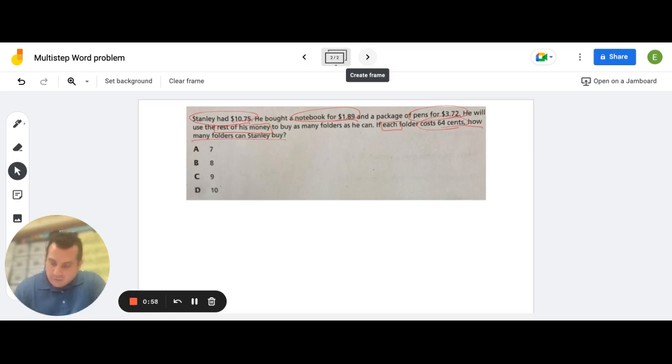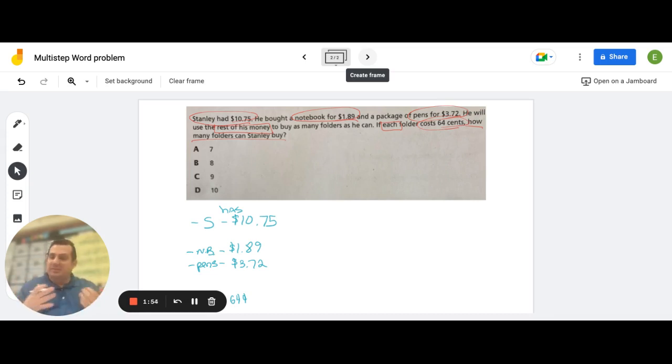All right, so we know right here that Stanley has $10.75. Okay, this is what he has. Okay, we know a notebook costs $1.89, and we know a pack of pens costs $3.72. And he'll use the rest of the money to buy as many folders as he can. Okay, if each folder costs 64 cents, so I'm just going to write down here, we know a folder costs 64 cents. Okay, how many folders can he buy?